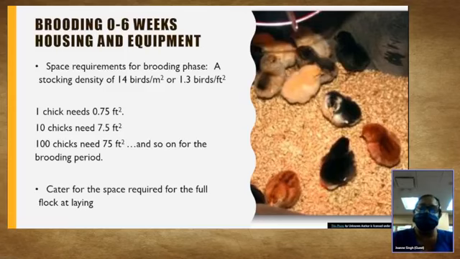Bear in mind that after your brooding phase, you have to expand to make room for the bigger birds because they will be growing, right? So just make sure that that is being considered at all times.